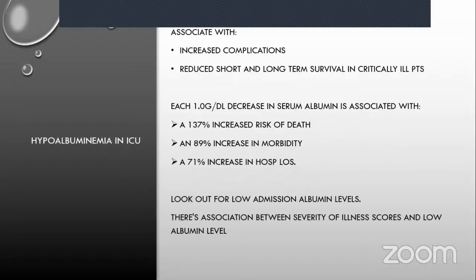Hypoalbuminemia is associated with increased complications and reduced short and long-term survival in critically ill patients. Studies have shown this, and by the end of this presentation, I hope I'll have brought this out clearly. It was found that for each 1 gram per deciliter decrease in serum albumin, there was an associated increase in risk of death up to 137%, increase in morbidity up to 89%, and increase in hospital length of stay up to 71%. So look out for low admission albumin levels.